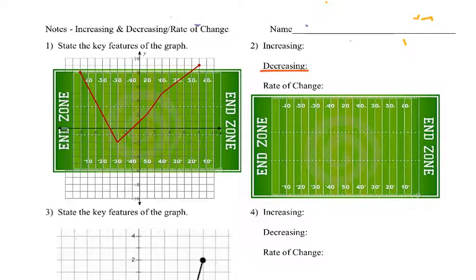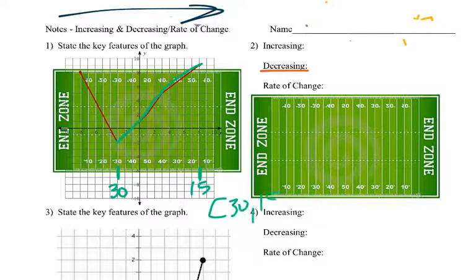So, if I'm looking at my graph on number 1, I can see right here from this point, it's increasing as I go to the right, because I said we always look left to right on graphs. Always, always, always. So, what's my yard line? Well, it goes from the 30-yard line to the 15-yard line. So that interval would be from 30 to 15, from left to right.